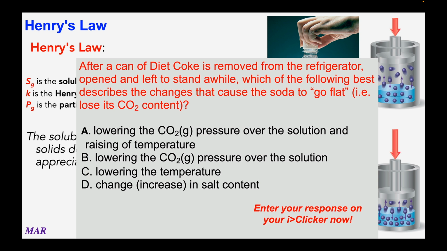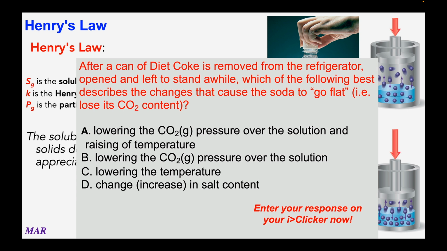It says, after a can of Diet Coke is removed from the refrigerator, opened and left to stand a while, which of the following best describes the changes that cause the soda to go flat? And going flat, again, just means that it doesn't have any more carbon dioxide in it, basically. But anyway, here are the different possibilities. Lowering the carbon dioxide pressure over the solution and raising the temperature is what happens to make the flatness appear. You could also say lowering the CO2 pressure over the solution would be a possibility. Lowering the temperature would be one answer. And you can increase the salt content.